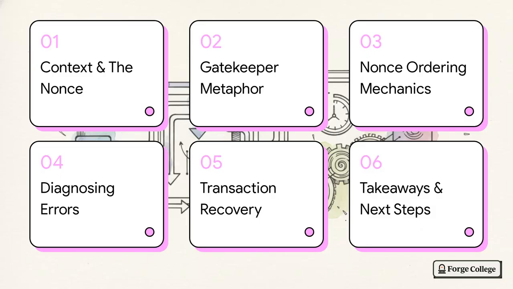Okay, let's dive into this technical blueprint. Here's what we're looking at today: context and the nonce, the strict gatekeeper metaphor, mechanics of nonce ordering, diagnosing gatekeeper errors, strategies for transaction recovery, and finally, our takeaways and next steps.